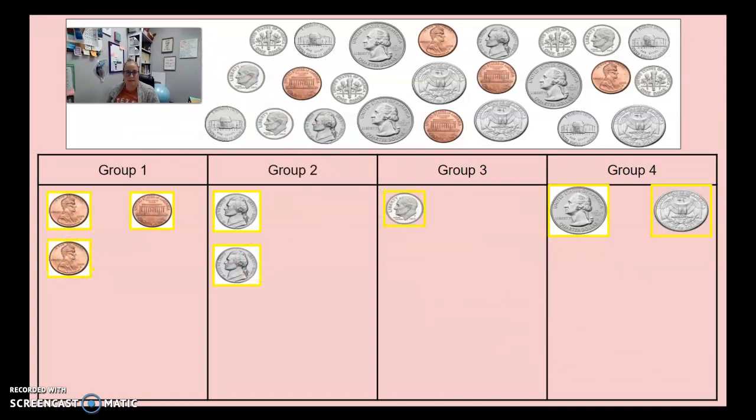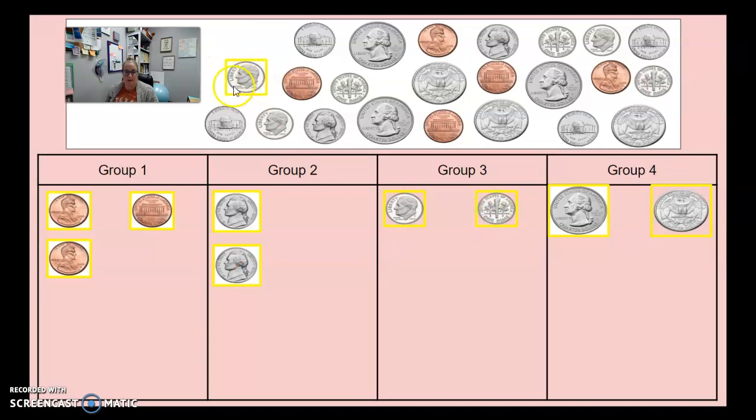All right, let's see. What's our next one going to be? Ooh, it's this one. It's a little bitty coin. Which one's the little bitty coins? It's silver, so it can't be a penny. That's right. It's going to come over here to group 3 because it's a dime.